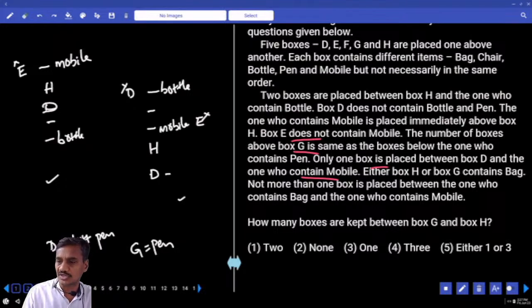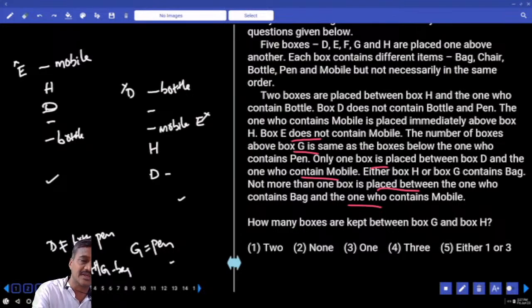And either H or G contains bag. Now which contains bag here? Either H or G contains bag. And not more than one box is between bag and mobile. Between bag and mobile, not more than 1, maybe 1 or lesser than 1. This is the information given. Now let us check with H, G and pen. Can we have G at this place or not? If G is here, pen must be here, which is not possible. Hence G cannot be at this place.